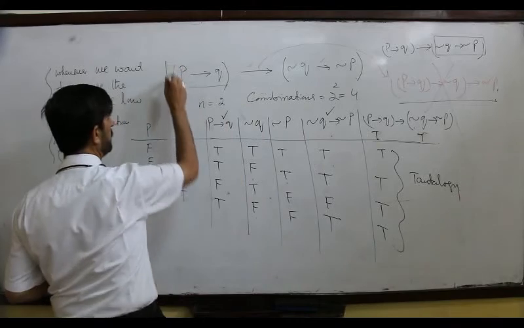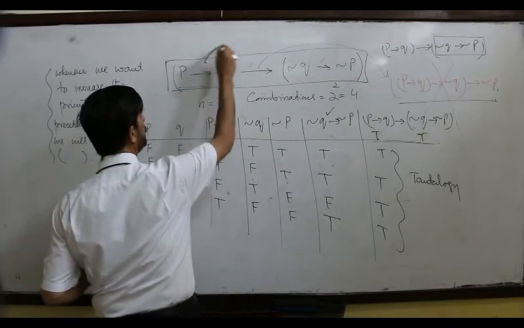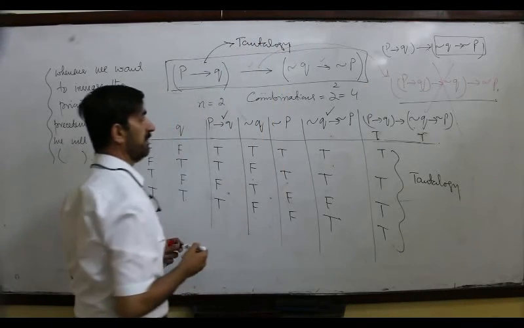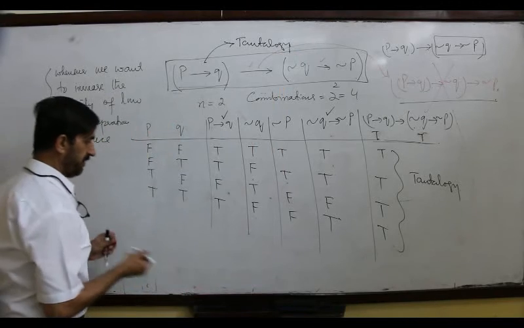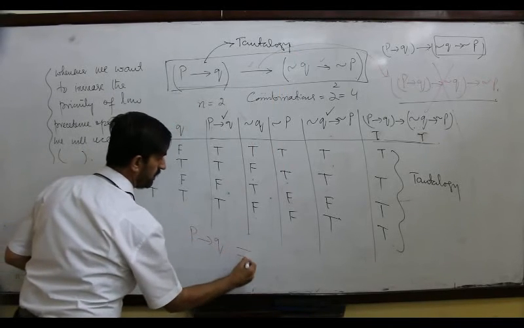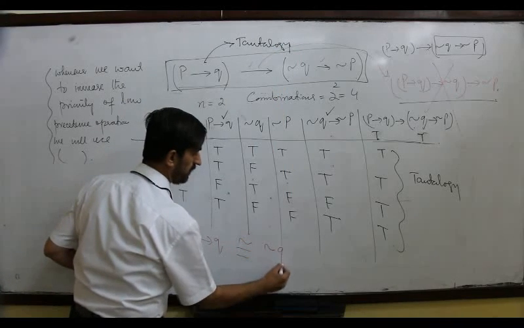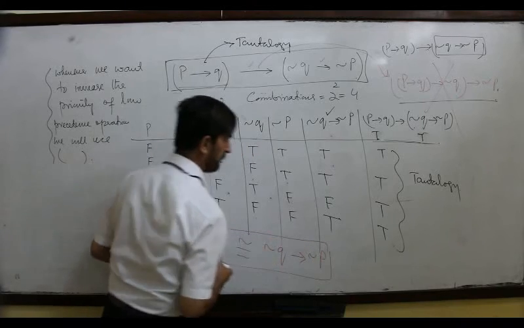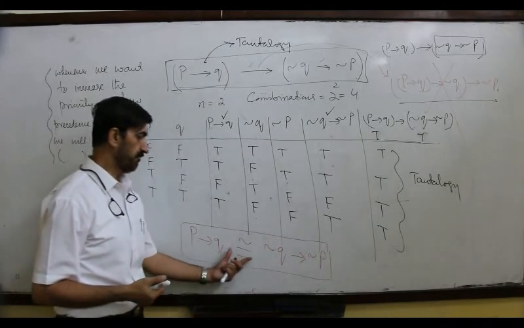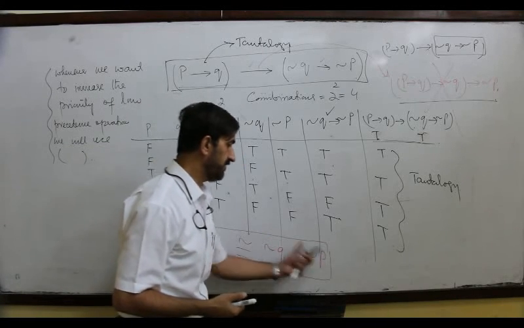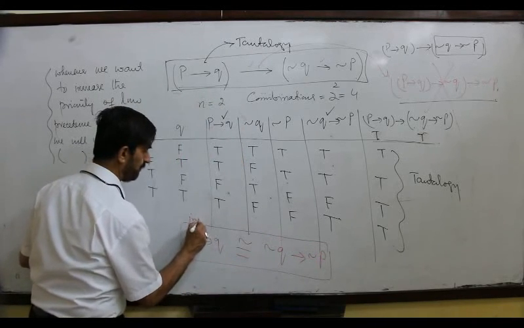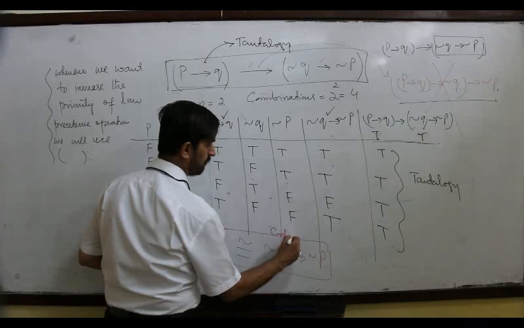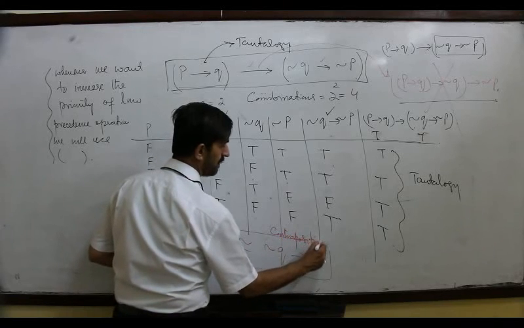And this was the basic objective, to prove this compound proposition as a tautology. It means P implies Q is equivalent to its contrapositive not Q implies not P. So every implication is equivalent to its contrapositive.